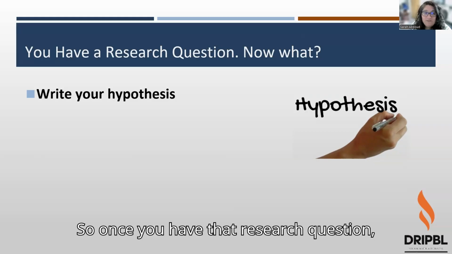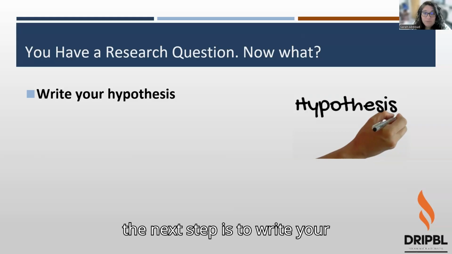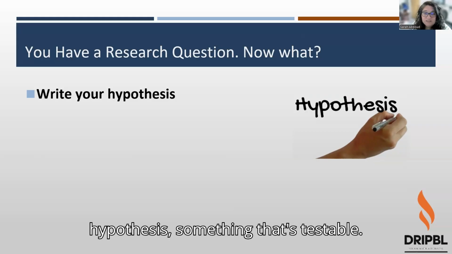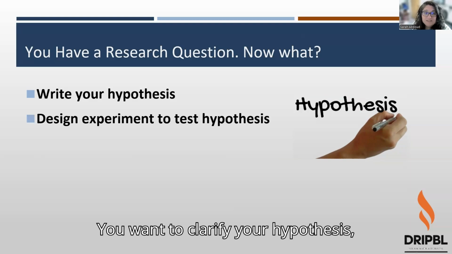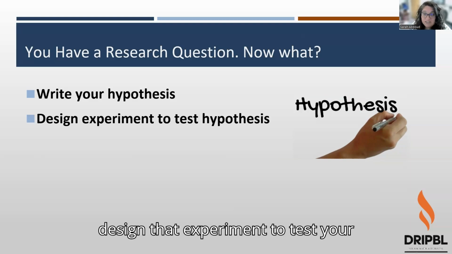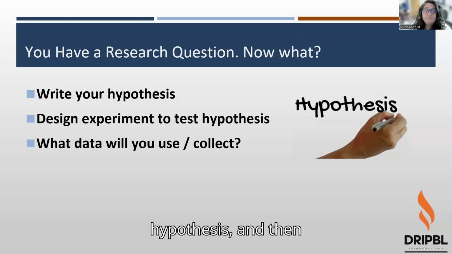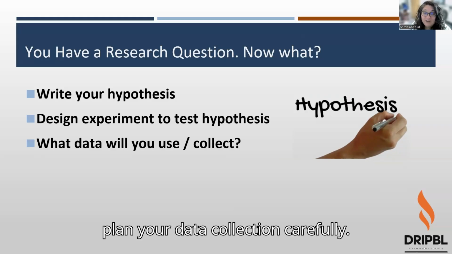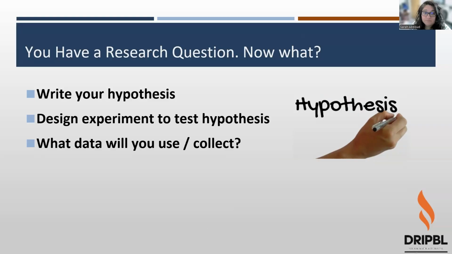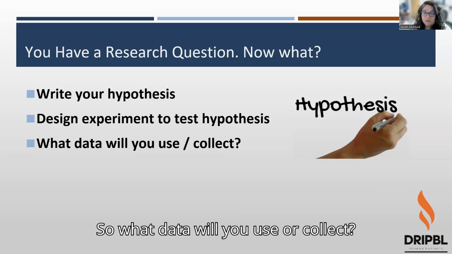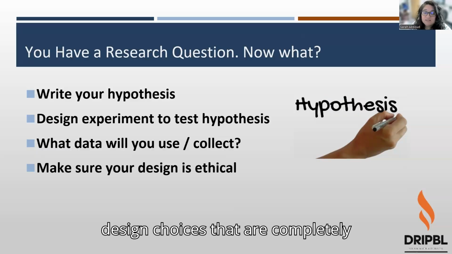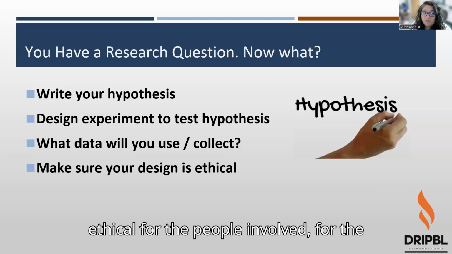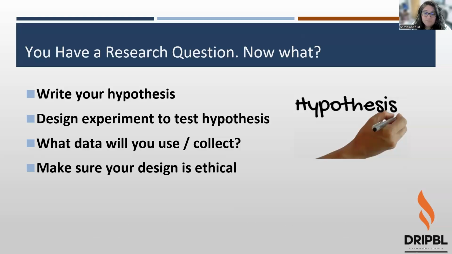So once you have that research question, the next step is to write your hypothesis, something that's testable. You want to clarify your hypothesis, design that experiment to test your hypothesis, and then plan your data collection carefully. So what data will you use or collect? And all of this, we want to be making design choices that are completely ethical for the people involved, for the scientific community as well.